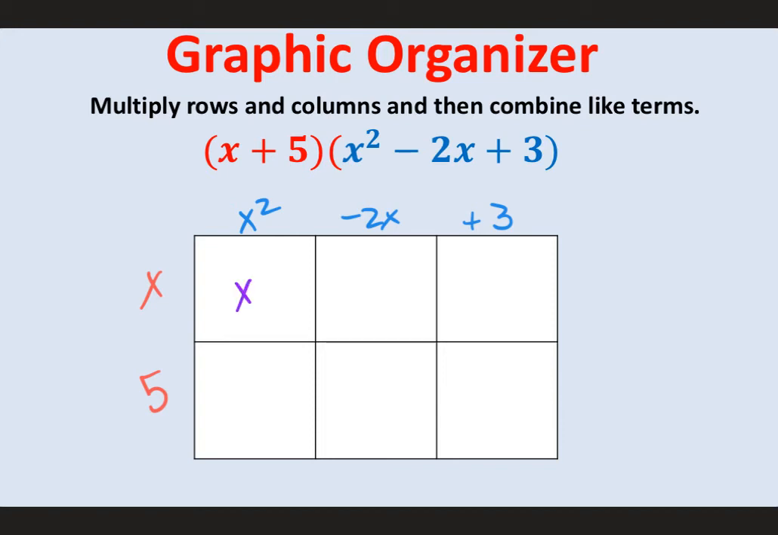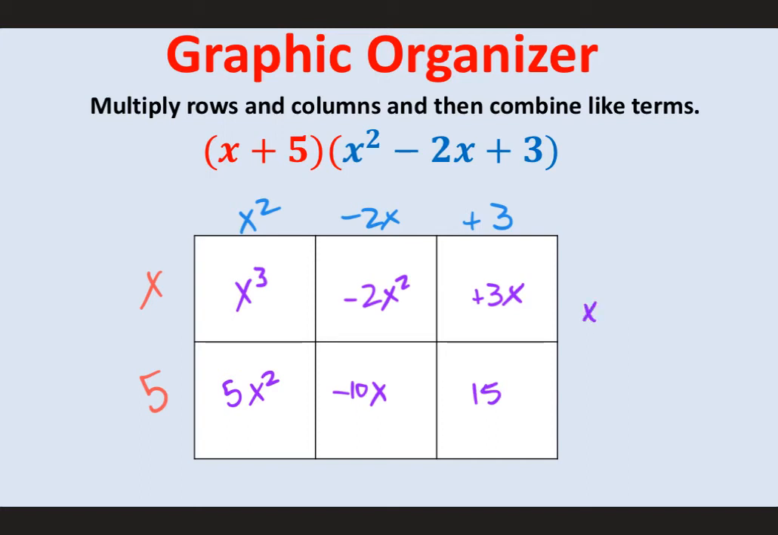X times x squared is x to the third still. This is negative 2x squared still. This is positive 3x still. This is 5x squared still. This is negative 10x. This is positive 15. We can then combine our like terms.